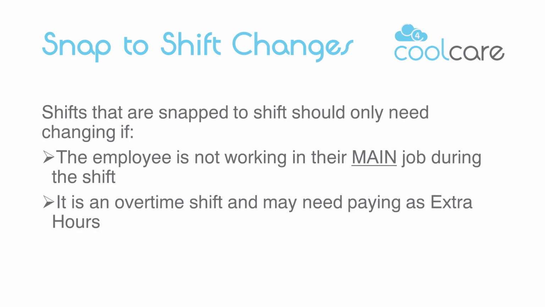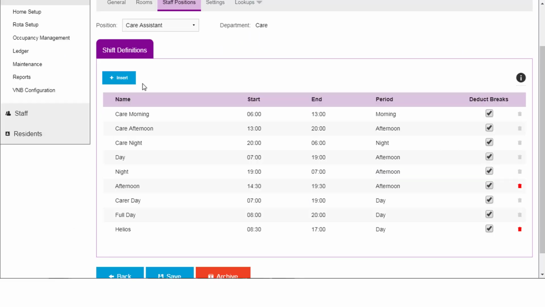Any timesheet entries that are shown as snap to shift, i.e. blue on the timesheet, should very rarely need changing. The only reason to edit blue snap to shift entries is if the employee is not working in their main job and instead is working in one of the extra roles that you have given them. It may be that it is an overtime shift and you may need to change standard hours to extra hours.